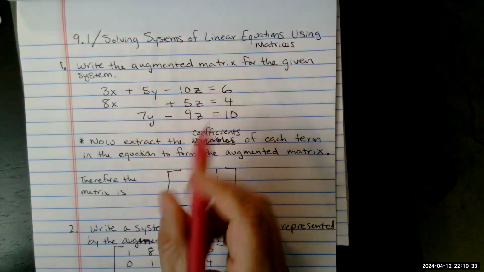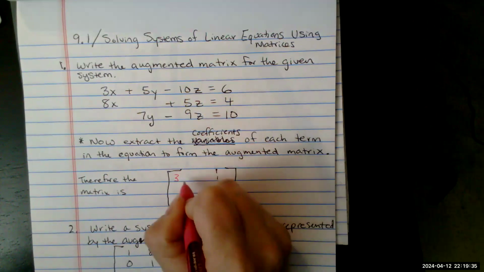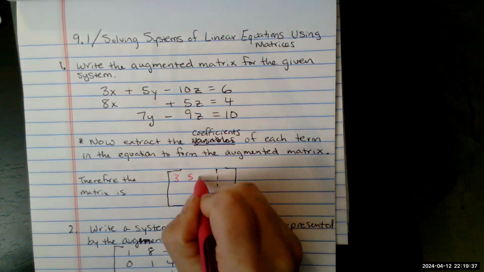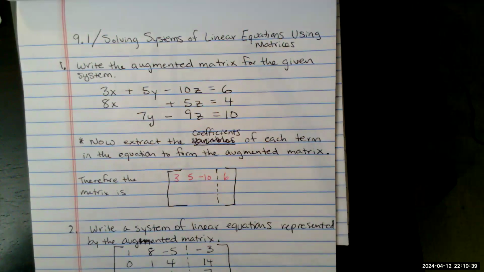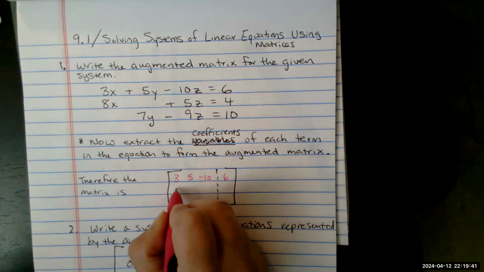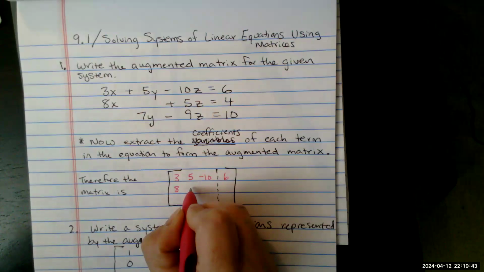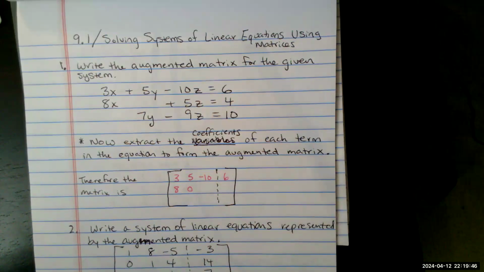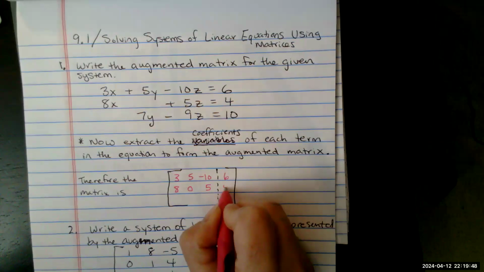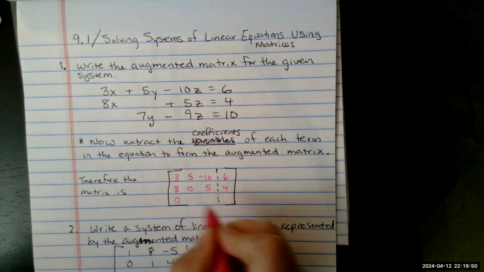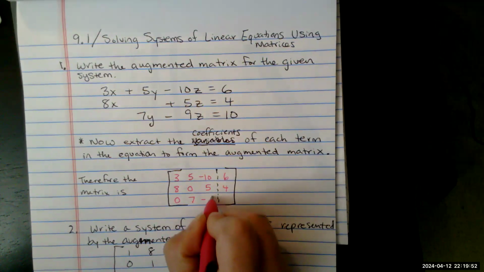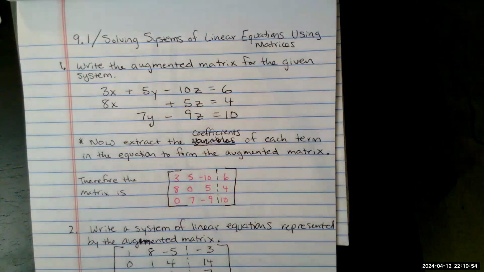So when I'm looking at this one, I take the coefficients, 3, 5, -10, and then you put the 6 on the other side. So for the next one, it's 8. Since there is no y, you need to put a 0 there. 5 and 4, so there's no x. 7, -9, 10. So that's how you set up the matrix.